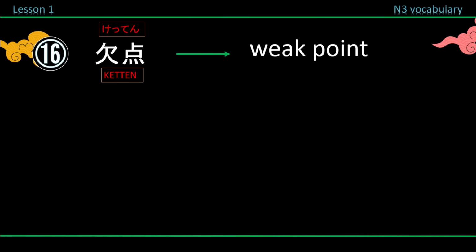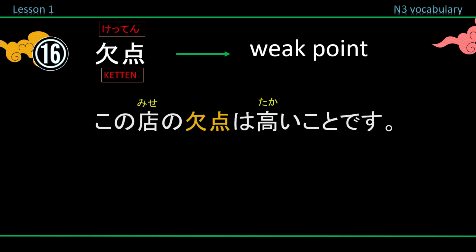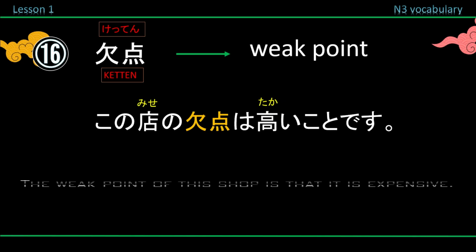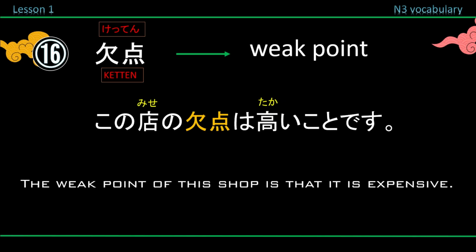Next is ketten. It means weak point or drawback. So let's look at an example sentence. Kono mise no ketten wa takai koto desu. This means the weak point of this shop is that it is expensive. Now a quick clarification here. Takai means high in price, not physically tall. So if a shop were located in a high-rise building with a nice view, that wouldn't be a ketten. So always understand takai here as expensive based on the context.